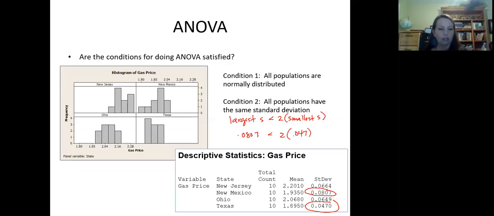So if I do that little calculation there, 0.047 times 2, I get 0.094. Okay, so once I've filled in all the values and done the calculation, I look at this inequality and just see if it's true. So I say 0.0807, is that less than 0.094? The answer is yes, so it's true. That means that we do meet that condition, that requirement.